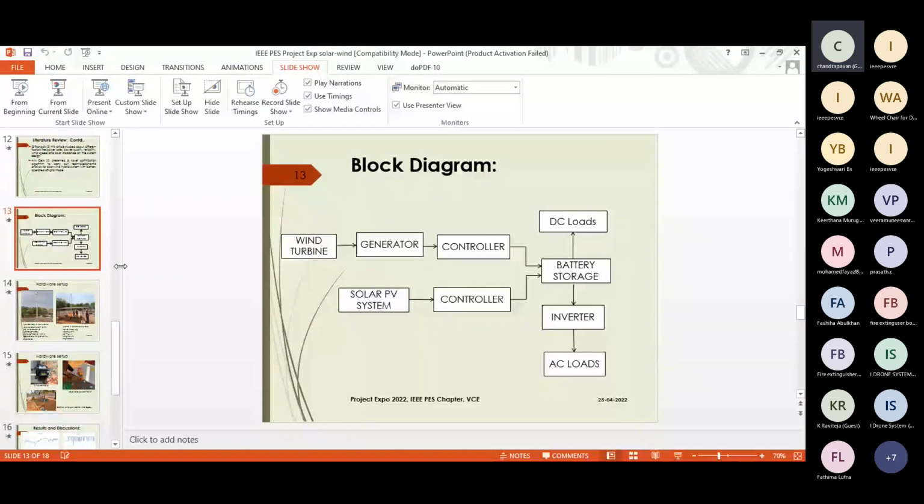Controllers, sir, by using wind controllers. Wind controllers. Okay. We have stepped down the voltage. Okay. Control.